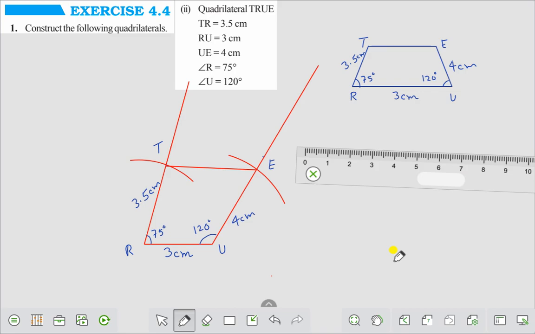That is TRUE. Let us repeat once again. First of all, draw RU 3 centimeter. At point R, make an angle of 75 degree. At point U, make an angle of 120 degree with the help of protractor. And from R, take an arc of 3.5 centimeter. And from point U, take an arc of 4 centimeter. This is T point, this is E point. Join TE and we get the required quadrilateral TRUE.